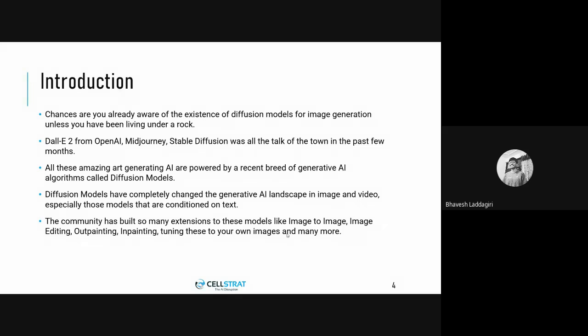So what is the speciality of these generative diffusion models that have recently been released? They are conditioned on text. You can write a text prompt and get an image from that text prompt. And then there are also other things like image to image. The community has built many extensions.